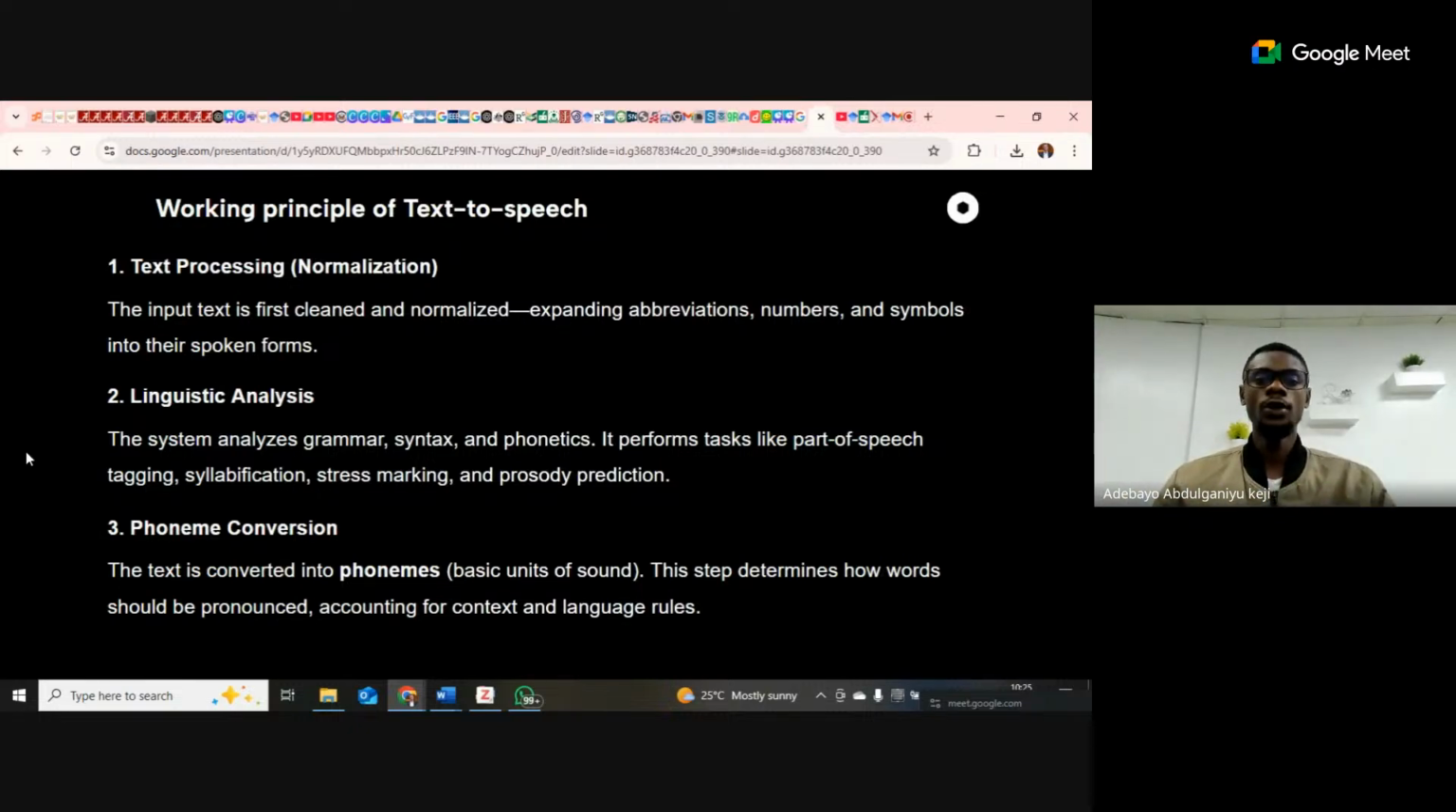So, text-to-speech, basically, how does text-to-speech work, and how can it fail to handle diacritics most times when you are trying to convert your text to speech? The input text is first cleaned and normalized, expanding abbreviations, numbers and symbols into spoken forms. Whenever you input your text into the model, it is going to normalize, as in data preparation and data cleaning. Then it does linguistic analysis: the system analyzes grammar, syntax, and phonetics. It performs tasks like part-of-speech tagging, stress marking, and prosody prediction.